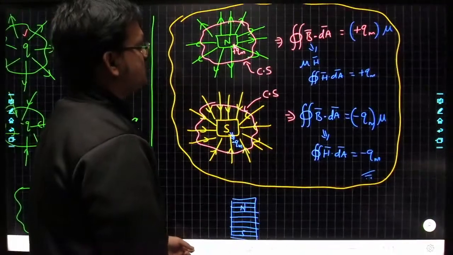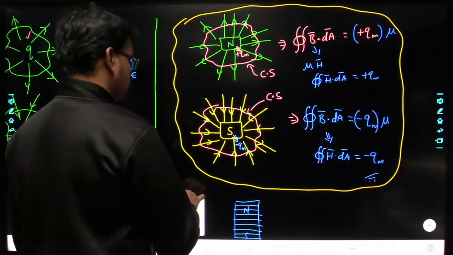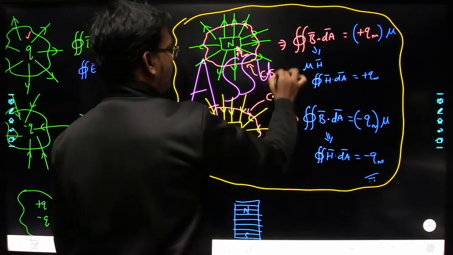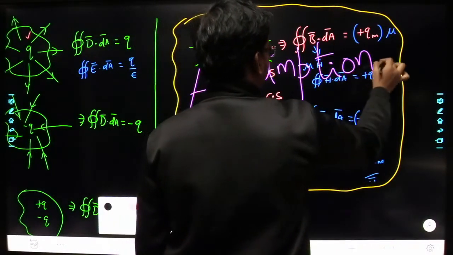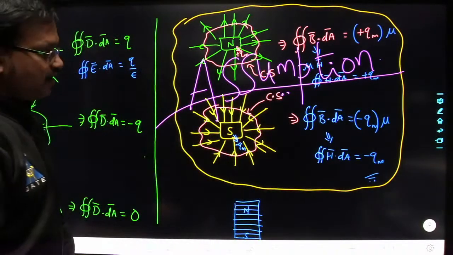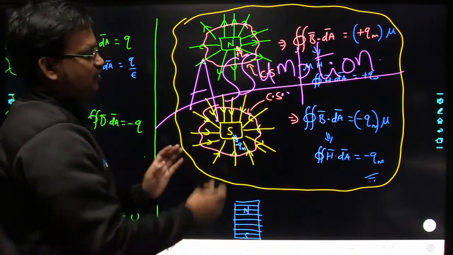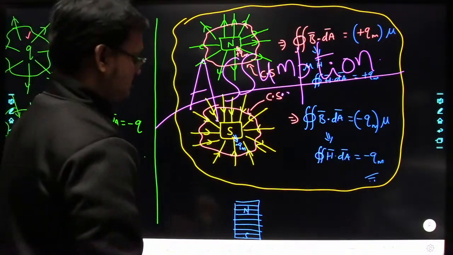So this is an assumption here. Don't take it for granted. These are assumptions: if at all monopoles exist, what will happen? That's what we have assumed. That's it.